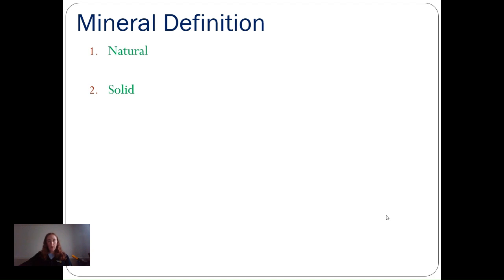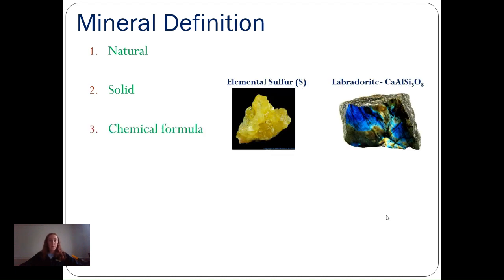It also has to be solid. There is one caveat to that. So mercury naturally is present as a liquid and can technically be a mineral at some points in time. But let's just say for our class, it has to be solid. So it can't be a gas, can't be a liquid.